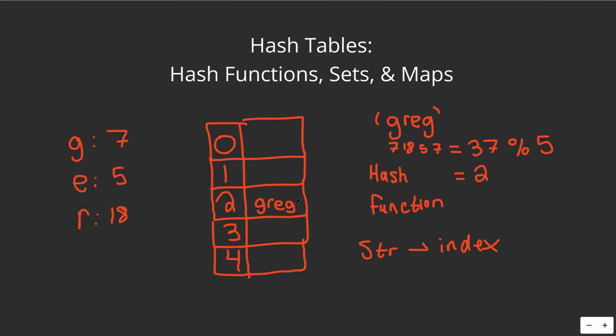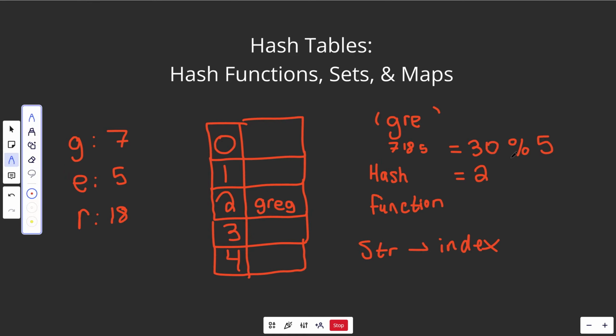And if you wanted to put something else in the hash table, we'll say a name of Gre. People call me that as a joke. So Gre is just going to be that number subtract 7. So that's going to be a sum of 30. And you mod that by 5 and you're going to get actually 0. So that tells you that Gre is going to go over here in the hash table.